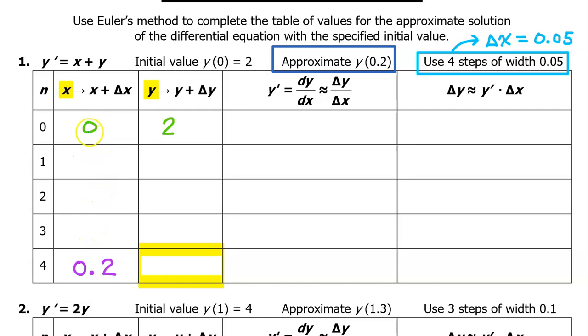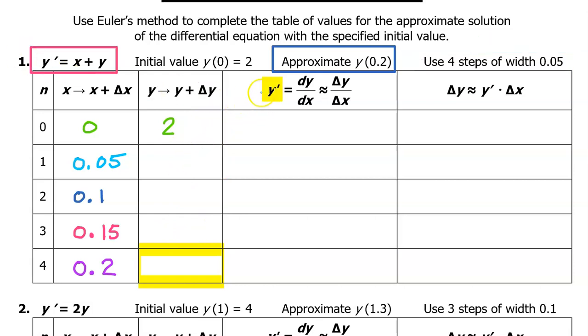So the initial x value is 0. Adding 0.05, the next x value will be 0.05. Adding 0.05 two more times gives us 0.1 and 0.15. If only we knew delta y, then we could add delta y over and over again until we got to the final answer. The problem is delta y is going to change for each point. So we are going to have to calculate delta y for each row.